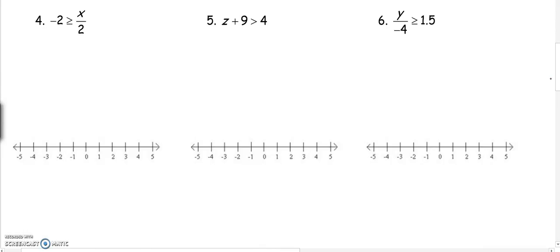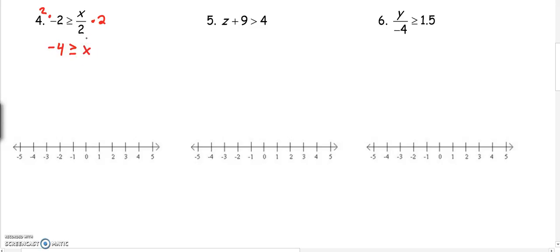Number 4, negative 2 is greater than or equal to x over 2. So if this is a division, the inverse would be to multiply both sides by 2. Because it was a positive 2, I don't do anything with my sign, so it's negative 4 is greater than or equal to x. I don't worry about flipping it.